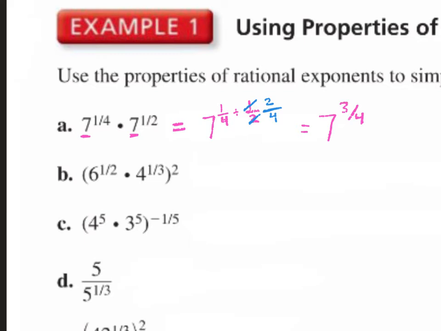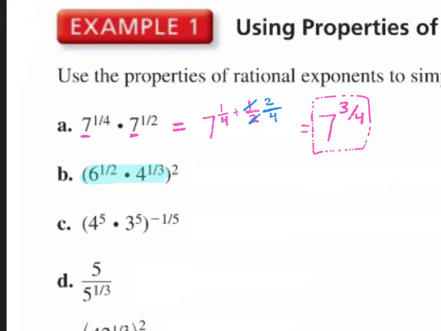Let's look at B. Inside of our parentheses, can we combine these two terms together? Why not? We can't combine them because they don't have the same base. But can we still simplify this? Well, can we do something with that exponent on the outside? Distribute it. So we're going to distribute it to that 6 to the 1/2 and the 4 to the 1/3. So we have 6 to the 1/2 squared times 4 to the 1/3 squared.